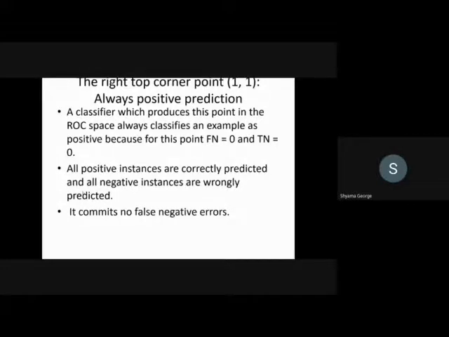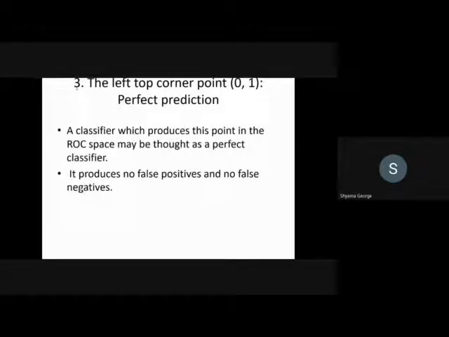And the left top corner, that is (0, 1), is the perfect prediction. A classifier which produces this point in the ROC space is thought of as the perfect classifier, and it produces no false positive and no false negative. No errors are there in the left top corner. Perfect prediction. And the points along the diagonal give random performance.